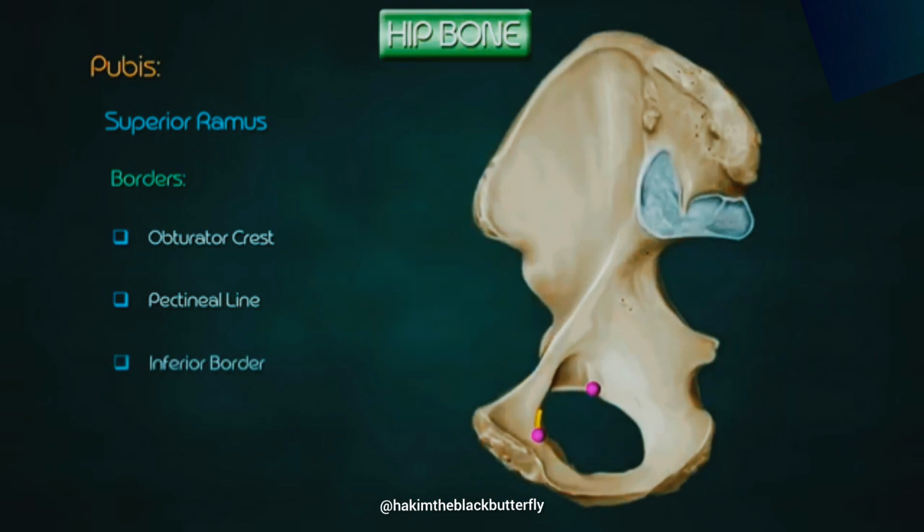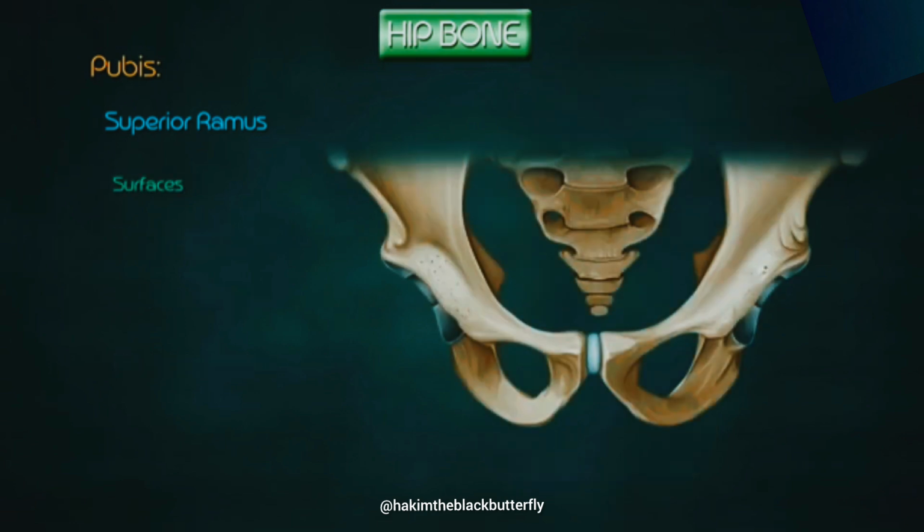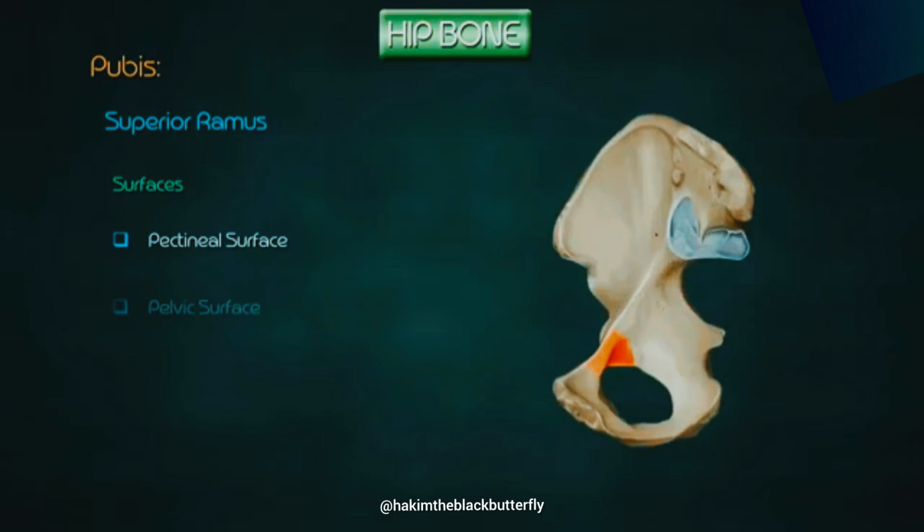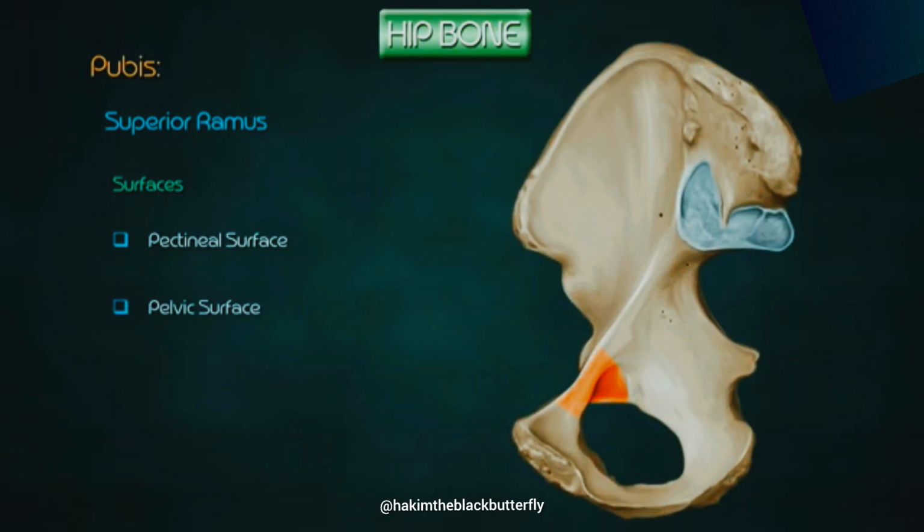Inferior border is sharp and forms the upper boundary of the obturator foramen. Surfaces. Pectineal surface. It faces anteriorly and lies between the obturator crest and the pectineal line. It extends from the pubic tubercle till the iliopubic eminence. Pelvic surface. It faces upwards and backwards. It lies between the pectineal line and inferior border.